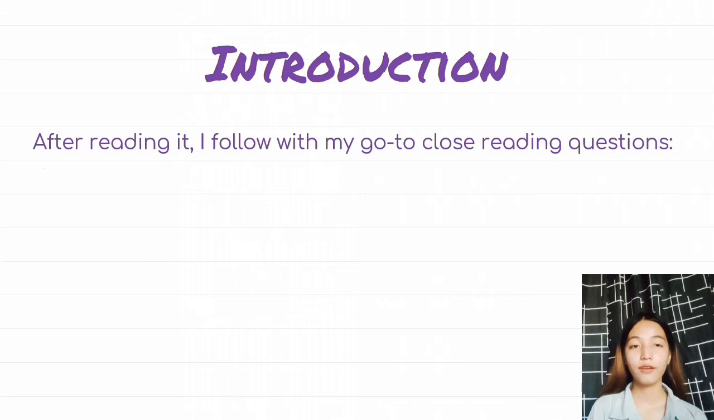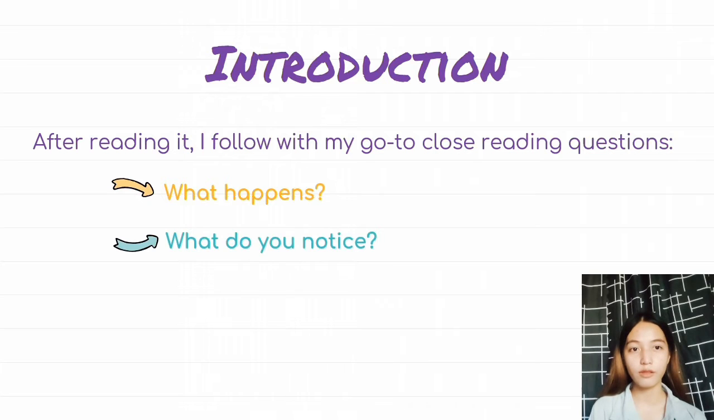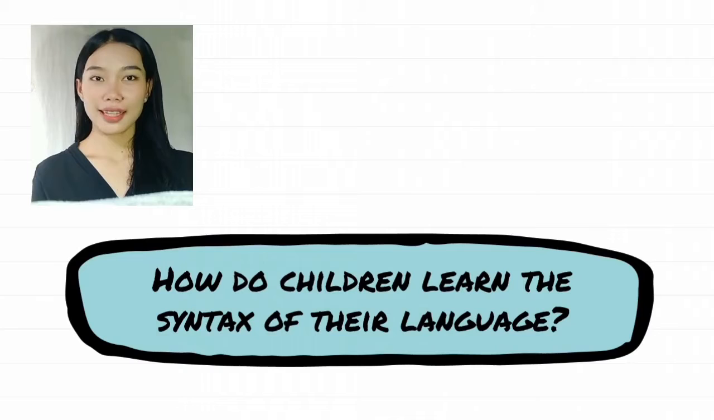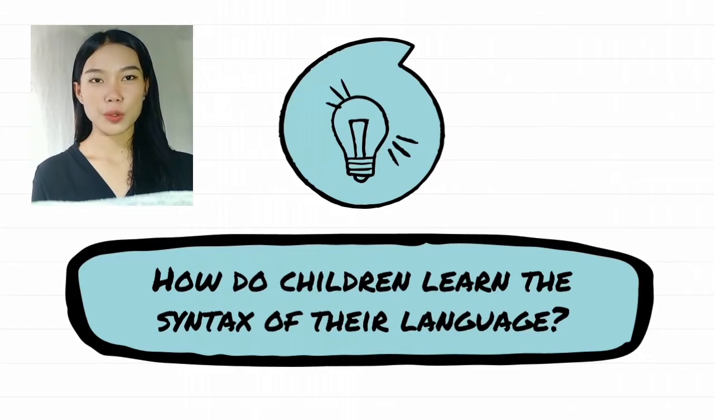After reading it, we follow our go-to close reading questions. What happens? What do you notice? Why is it important? I bet you all noticed the dashes and exclamation points. We can still understand the story, right? That is because of the help of syntax. How do children learn the syntax of their language?